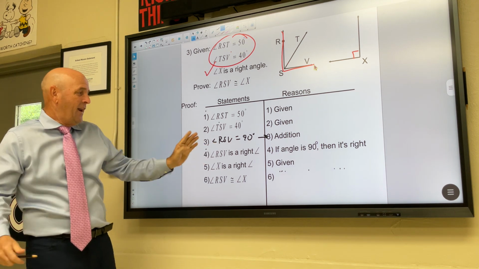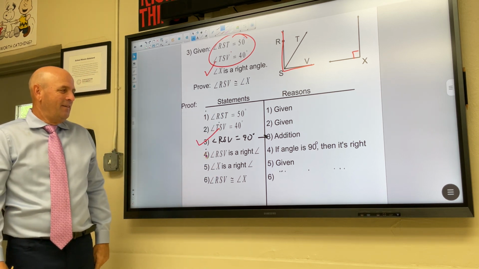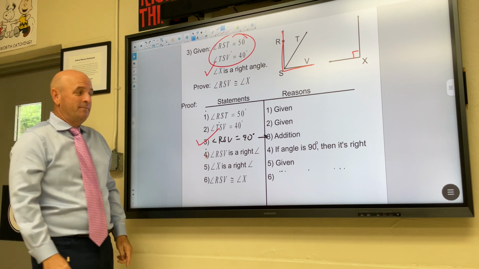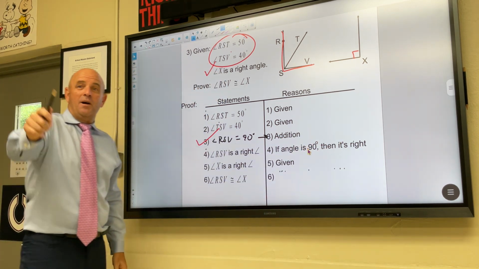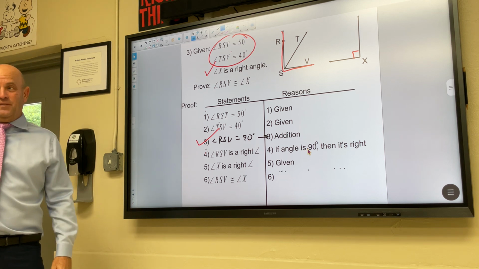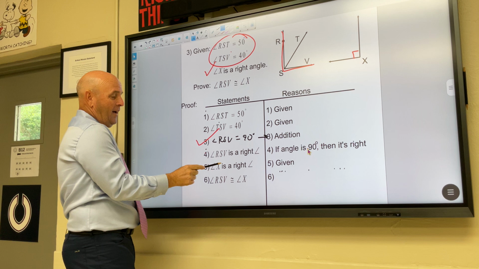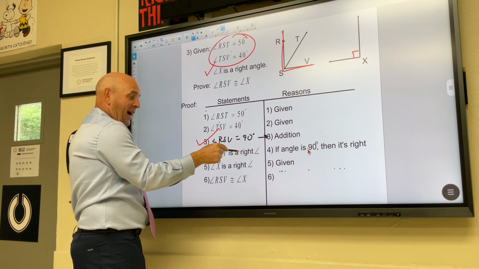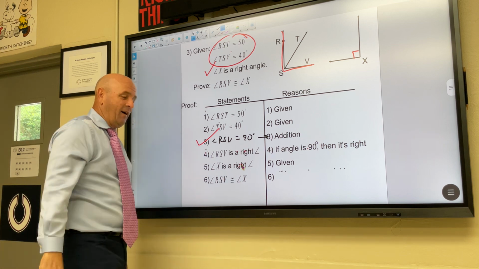It's just addition. Now, because I have a right angle, what am I allowed to say? That it's right. Why? Because if an angle is 90 degrees, then it's right. The reason is the definition of a right angle. And they also gave me that X is a right angle. So now they're both right angles, therefore they are congruent.